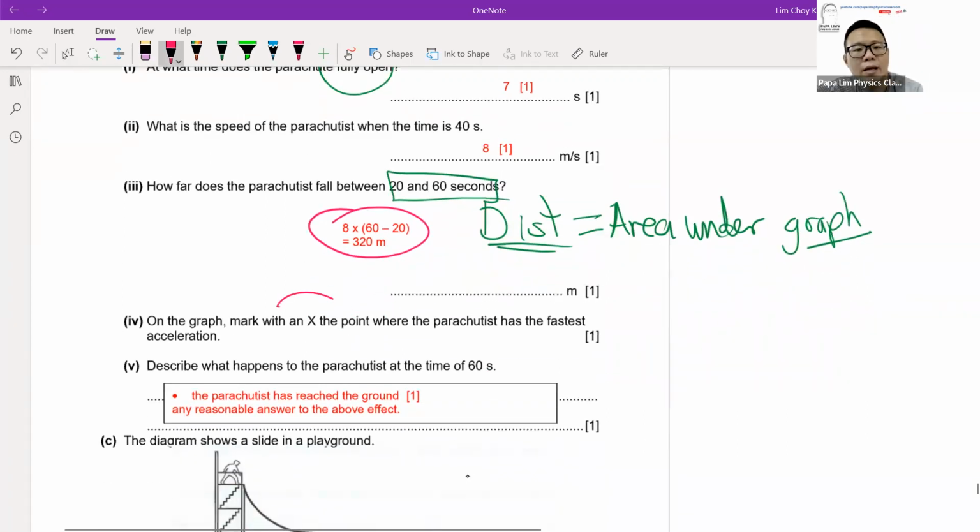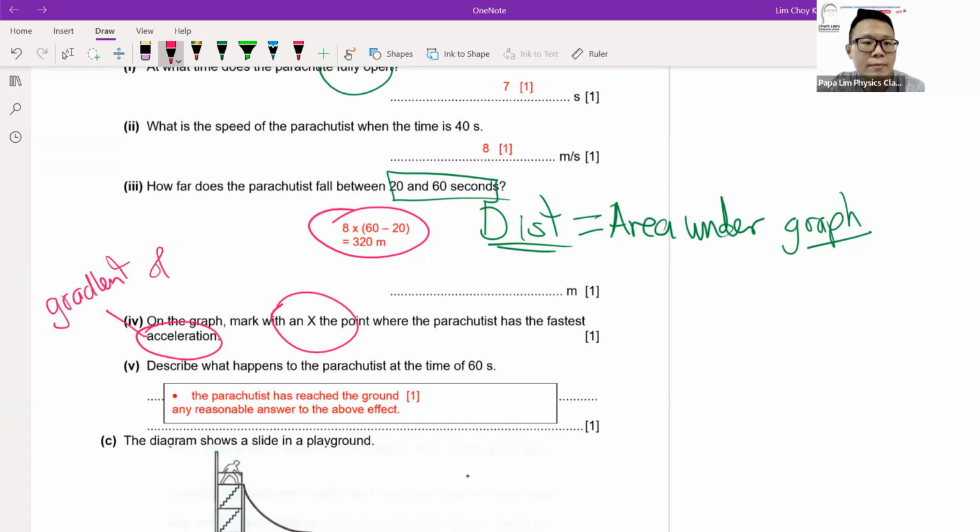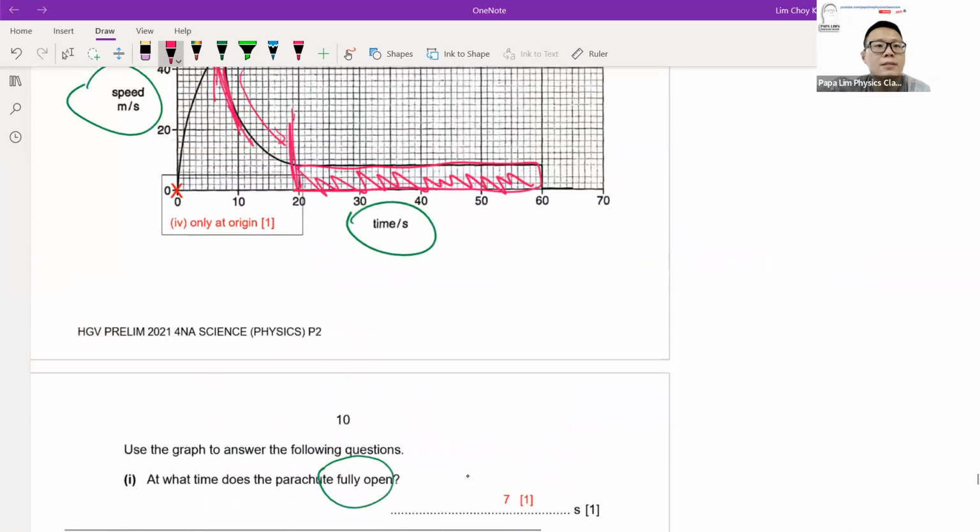Like I mentioned to you, from the graph, you see a few things. Where do I open the parachute? And one of the things that I actually see is where do I locate the parachute with the highest acceleration. So same thing, highest acceleration in the speed time graph. What am I looking at? It is actually the gradient of a speed time graph. Okay, so I want to know the fastest gradient. Fastest acceleration means I want the biggest gradient. Means I want it to be steepest.